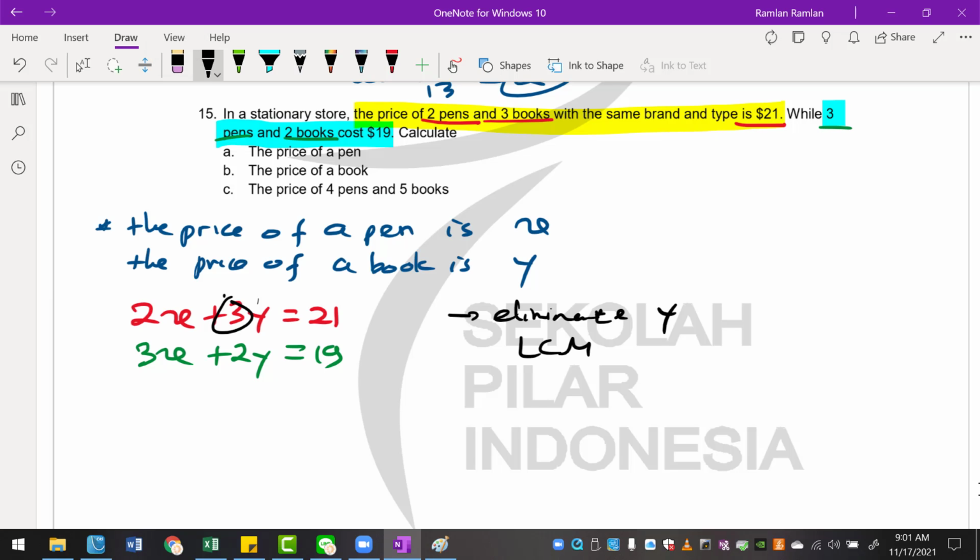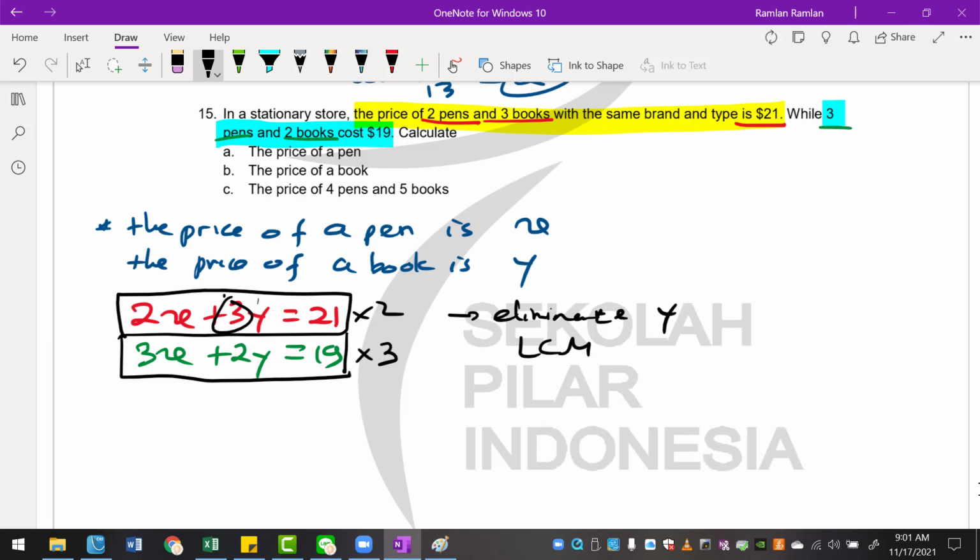By multiplying all of these by 2. If I multiply that by 2, this will become 6y. And for this one, I'm going to multiply all of them by 3. Remember that if you want to multiply by 3, you need to multiply all of them by 3. This one, multiply all of them by 2. Okay, so that is what we're going to do.